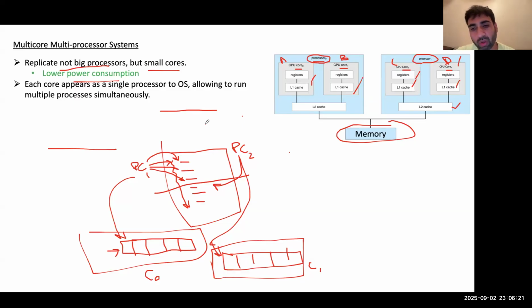Okay. Anyone who wants to answer this question? Does each process run on one core, or does each thread run on one core?